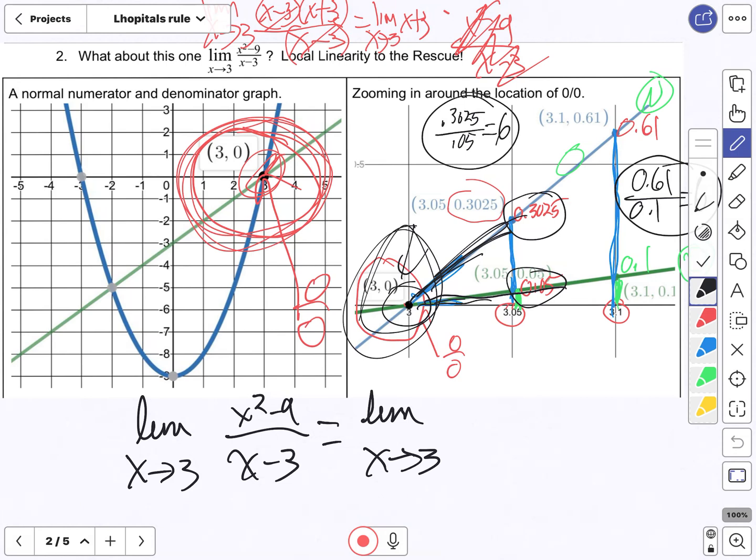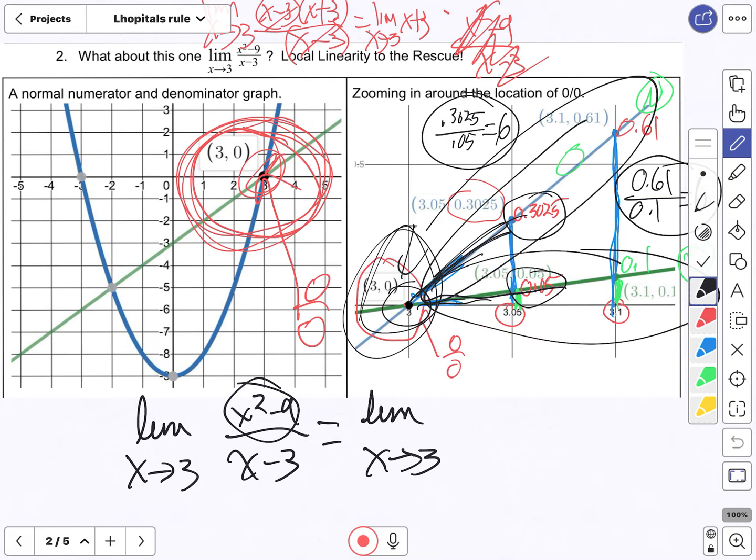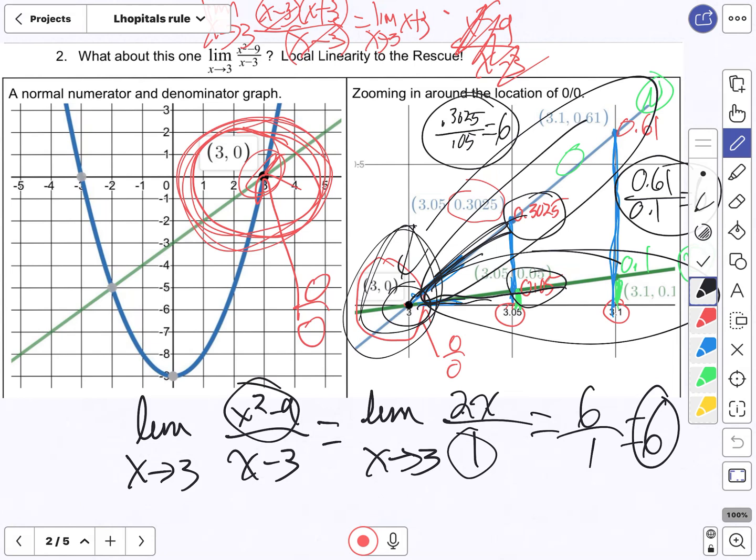Because it's linear. So what's the derivative of the top? Remember, I did the top and the bottom separately. The derivative of the top, the slope of that top function, is 2x. The one at the bottom is 1. Now, do I have 0 over 0 anymore? No, this is not 0 anymore. So now it's 2 times 3, which is 6, over 1, which is 6. I'm just doing the ratio of the slopes because when I get really close, I have local linearity. And that's why I can do this.